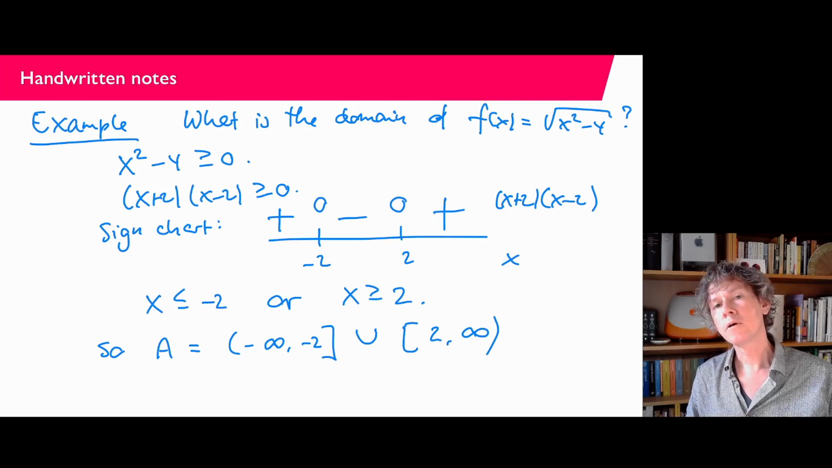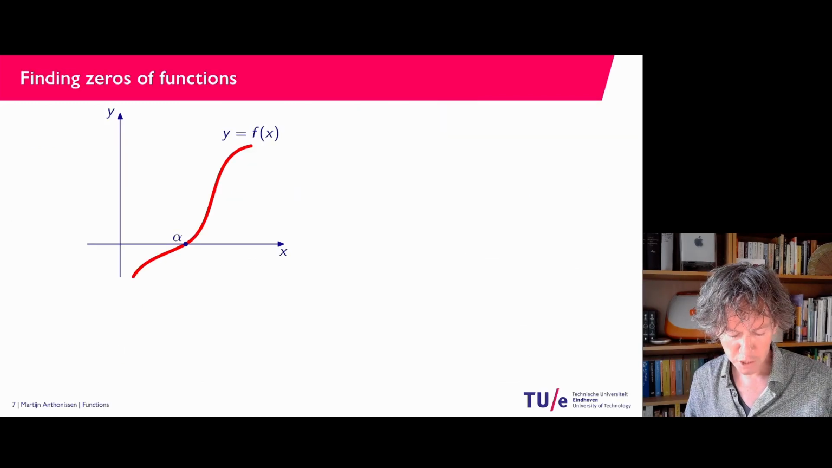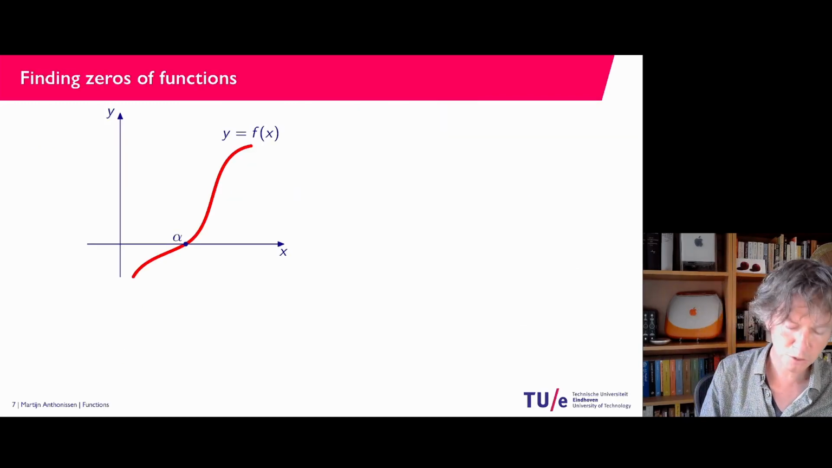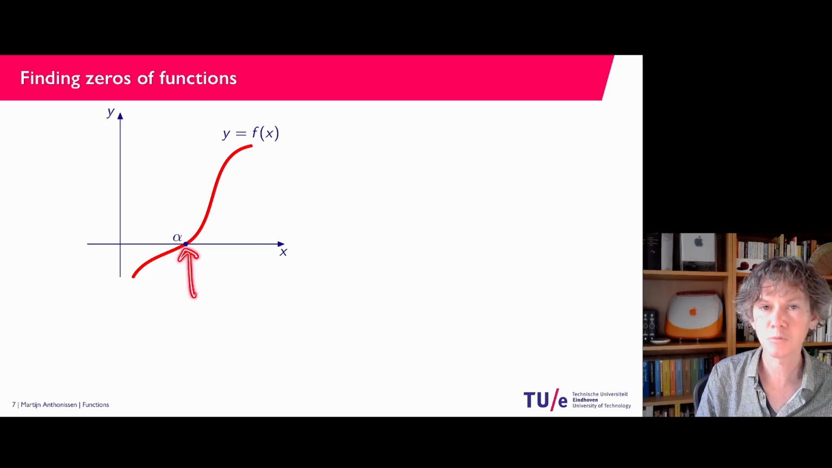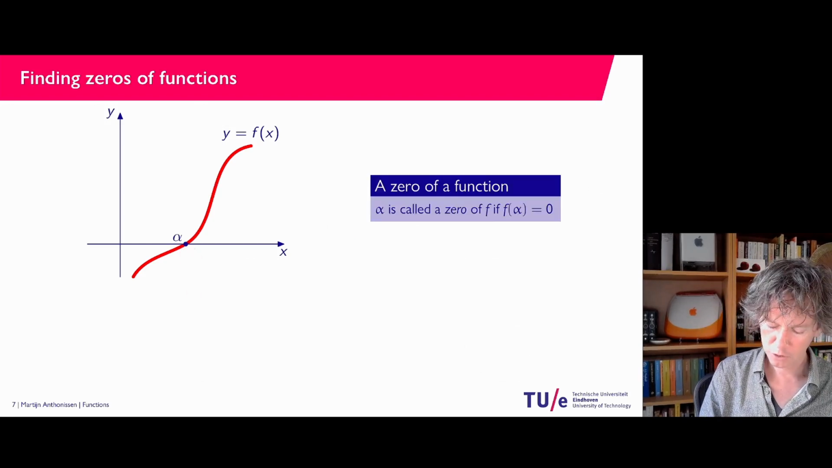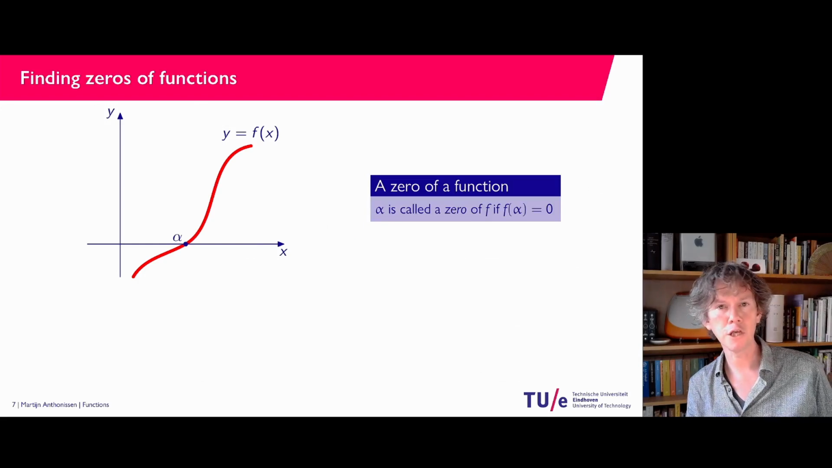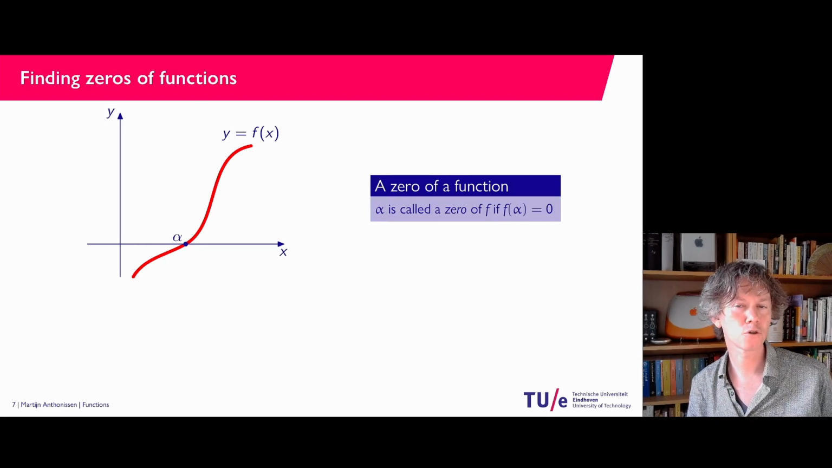One of the problems that we will be studying in what comes in the next videos is finding the zeros of a function. So what is the zero of a function? Well, it's this value that I labeled alpha in this graph. So a zero of a function, here there is only one, there can be many more. That is a value for which the function is zero. So where does the function cross the horizontal axis?